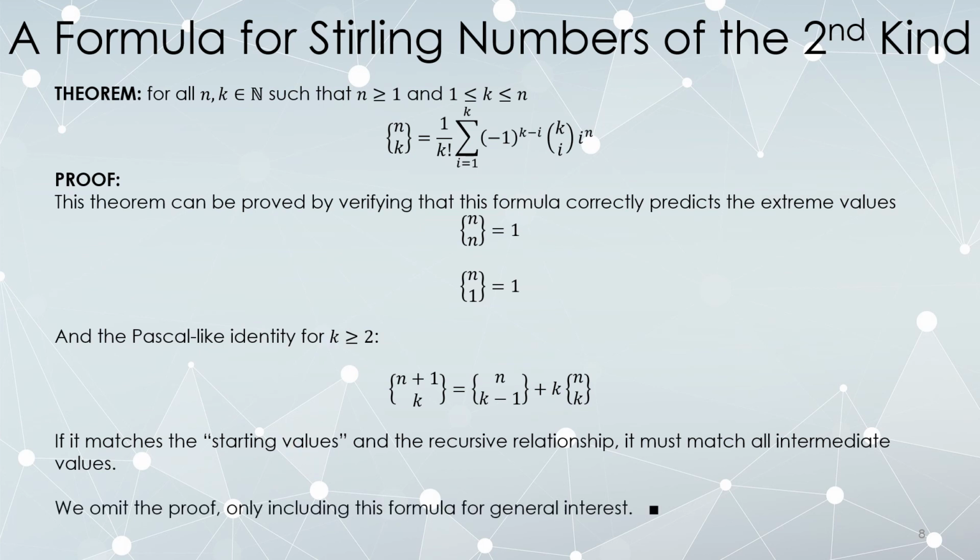Okay, but as I said, we're really not going to get into the proof of this. We're just including this formula for interest. It takes quite a while to establish, especially this and this. So I just want to point out, there is a formula for computing Stirling numbers of the second kind. At this point in your mathematical careers, it's enough to just know the formula exists and where to look it up when you need it.